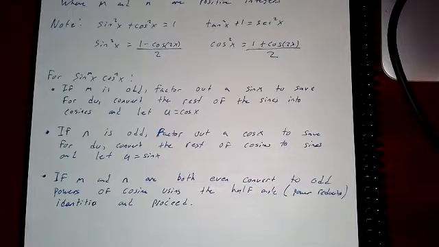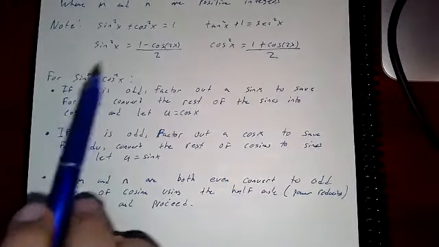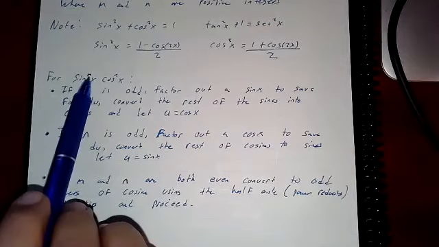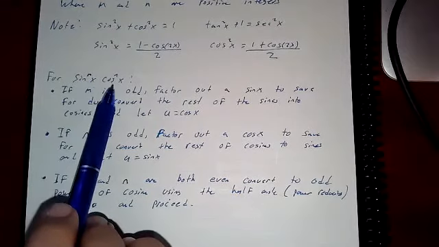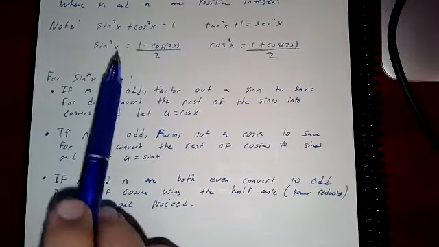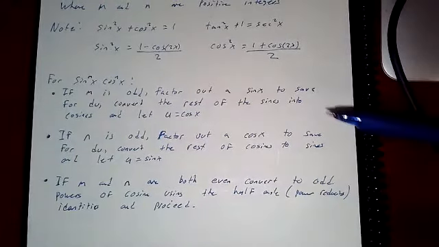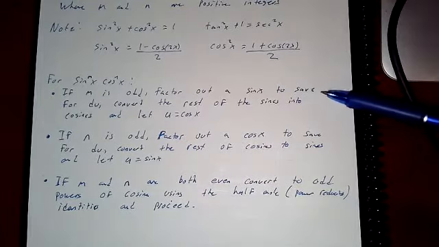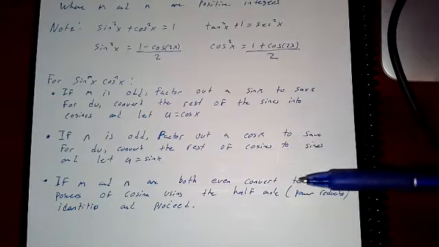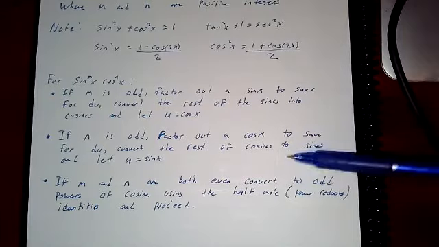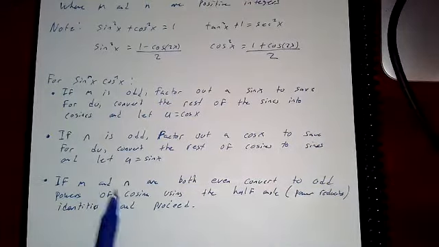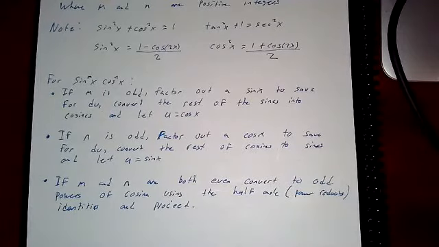Okay, so if you have sine cubed and cosine, I don't know, to the first, then you're going to have this scenario. So depending on what's going on, we'll use these techniques. If they're both even, then we'll just reduce the powers and not worry about it.